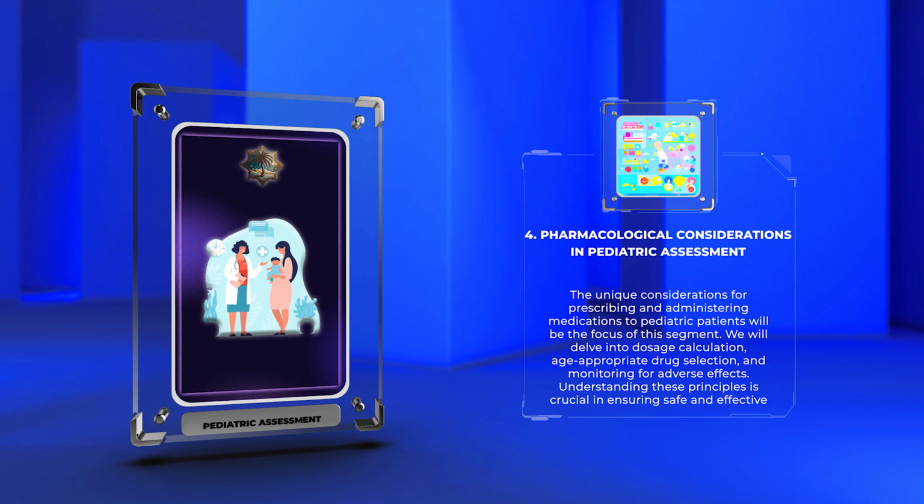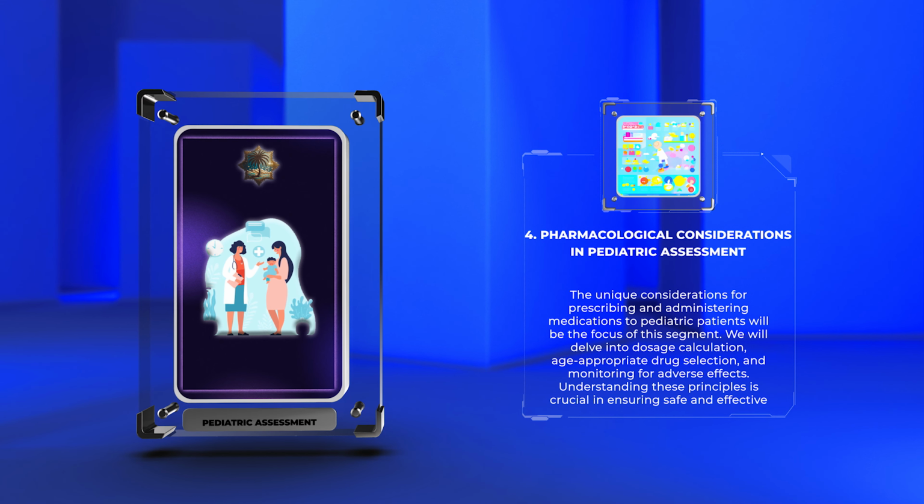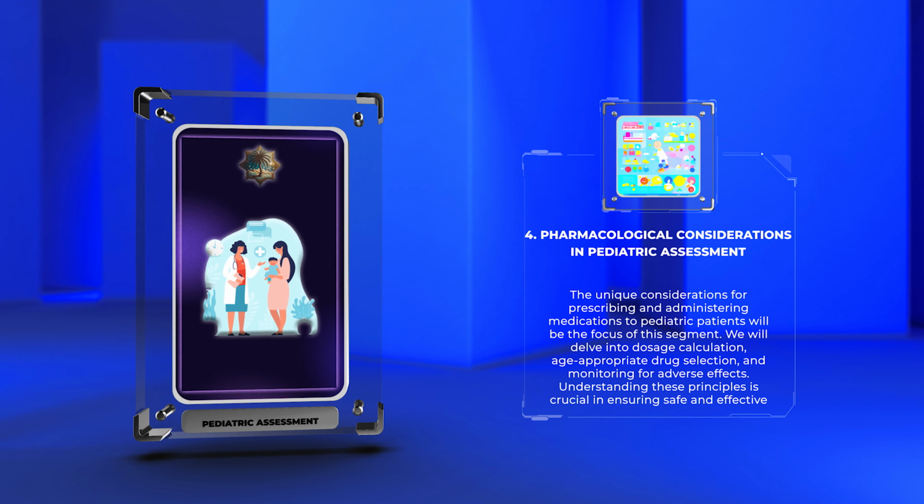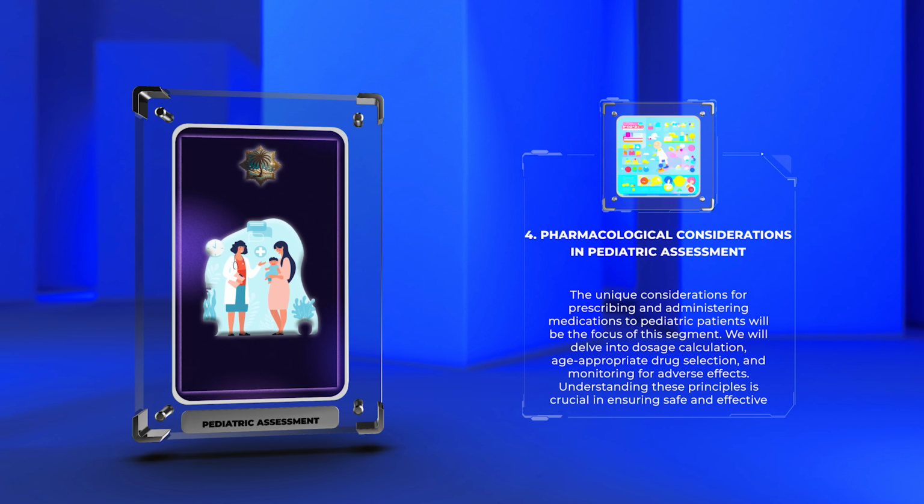The unique considerations for prescribing and administering medications to pediatric patients will be the focus of this segment. We will delve into dosage calculation, age-appropriate drug selection, and monitoring for adverse effects. Understanding these principles is crucial in ensuring safe and effective medication management for pediatric patients.